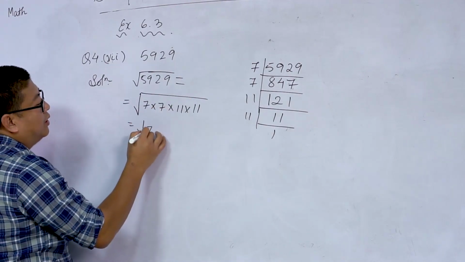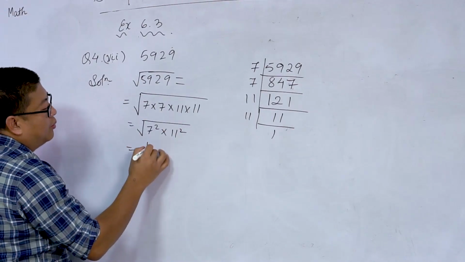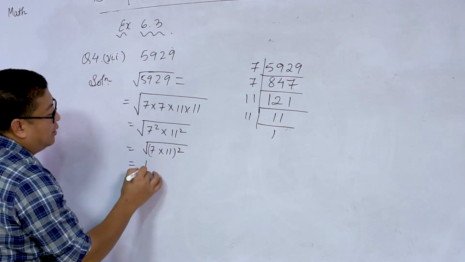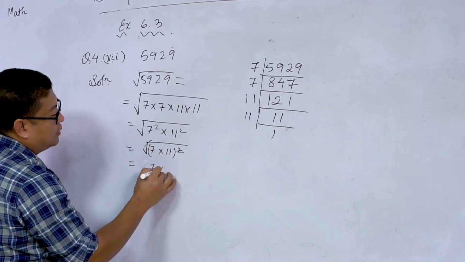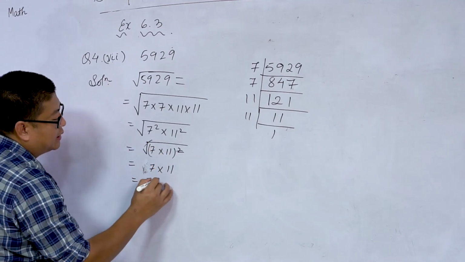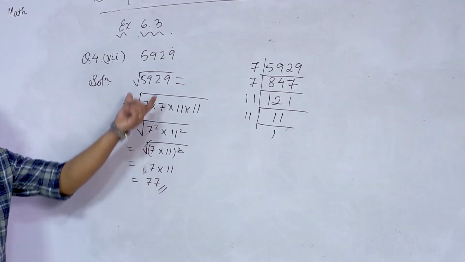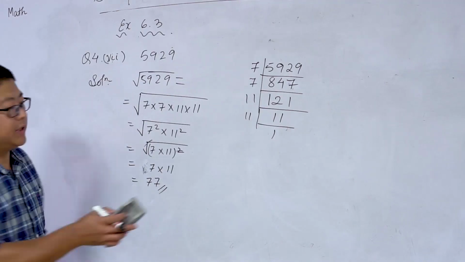That means 7 square into 11 square. So both of them are squares. I will take a common square and I will cancel it. I'm left with 7 into 11, which is nothing but 77. That means if I multiply 77 by 77, I will get 5929. Let's move on to the next question.